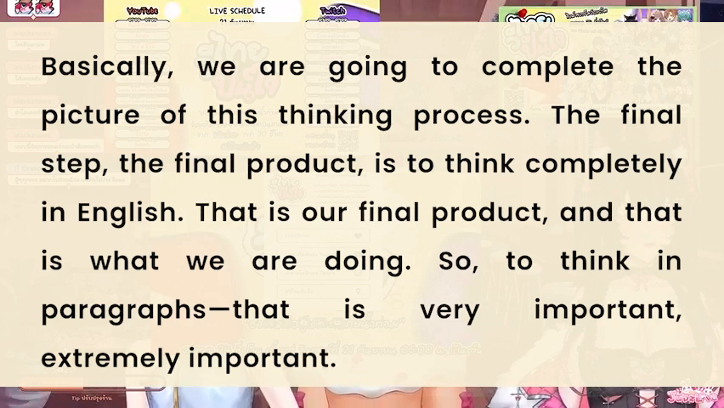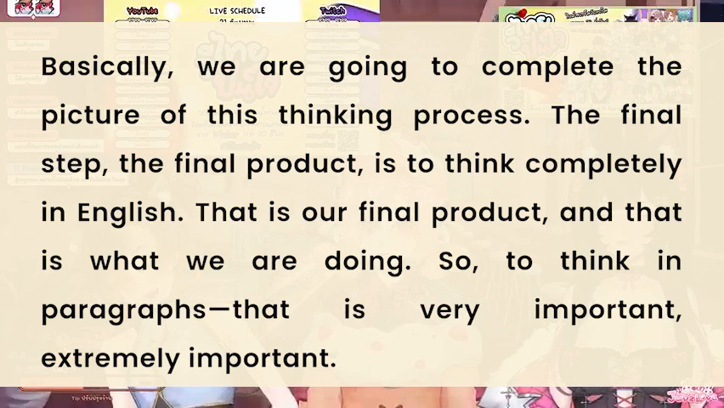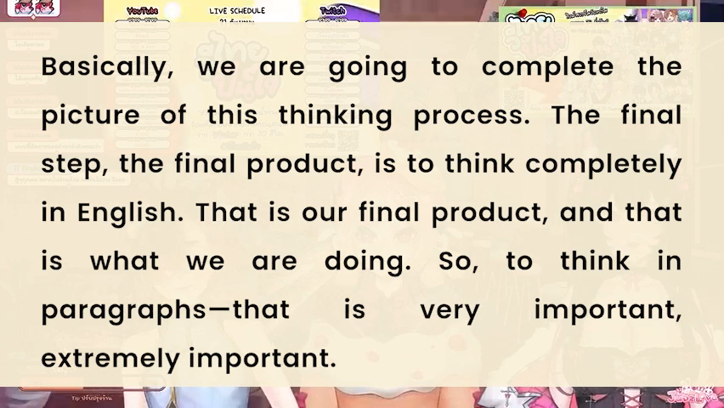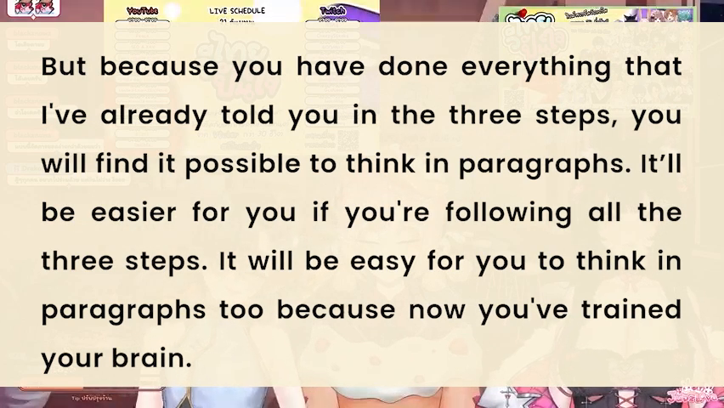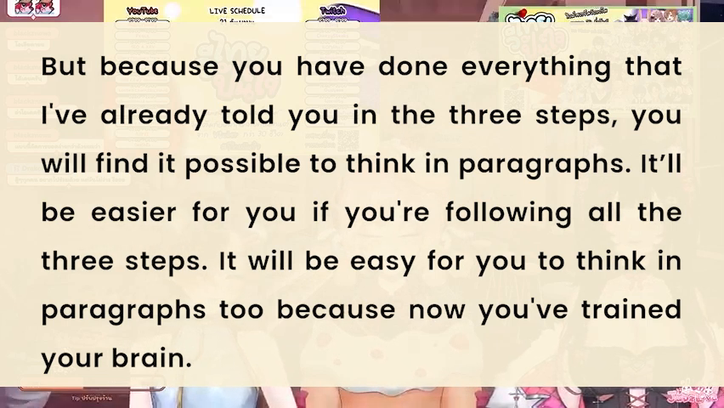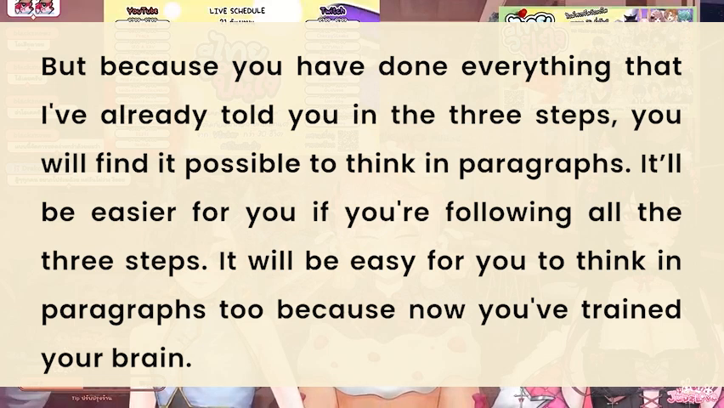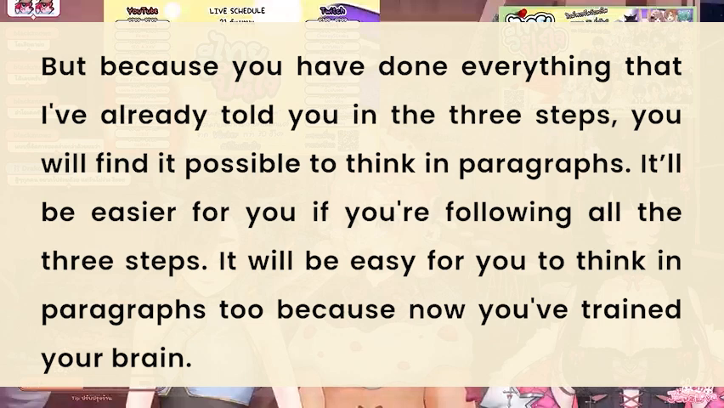The final step, the final product, is to think completely in English. That is our final product, and that is what we are doing. So, to think in paragraphs, that is very important, extremely important. But because you have done everything that I've already told you in the 3 steps, you will find it possible to think in paragraphs. It'll be easier for you if you're following all the 3 steps. It will be easy for you to think in paragraphs too, because now you've trained your brain.